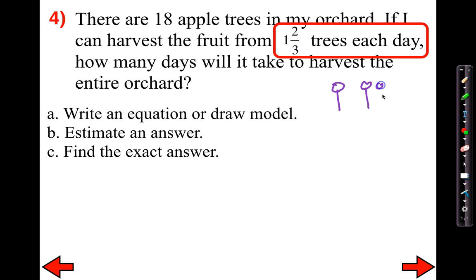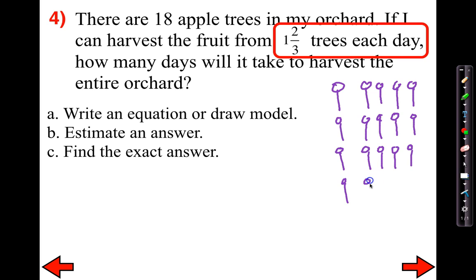I'm going to go ahead and draw 18 of them. So here's 5. So this would mean there's 10 here. I know they're looking worse as we go along. There is 15 here, 16, 17, 18. So real quick, I am imagining that every single day I'm able to harvest 1 2/3.